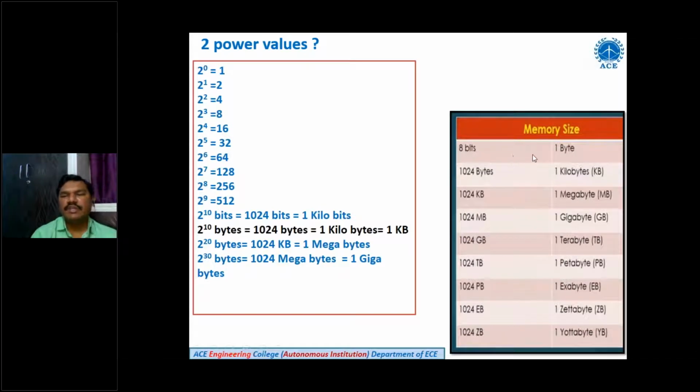So here you can see what is a byte, what is a kilobyte, megabyte, gigabyte, terabyte, petabyte, exabyte, zettabyte, and yottabyte. These are the different formats they are storing in the industry right now.